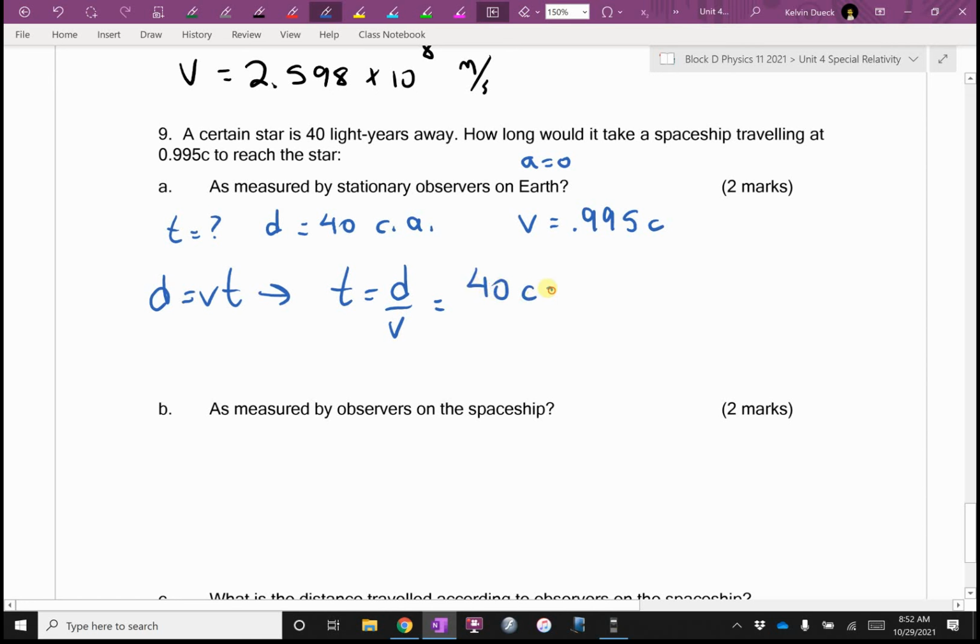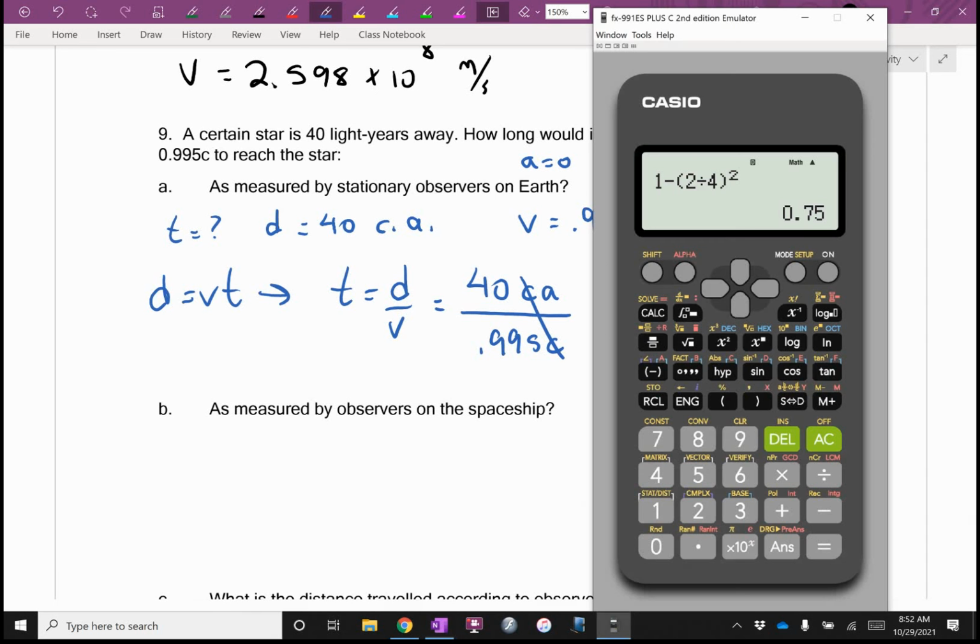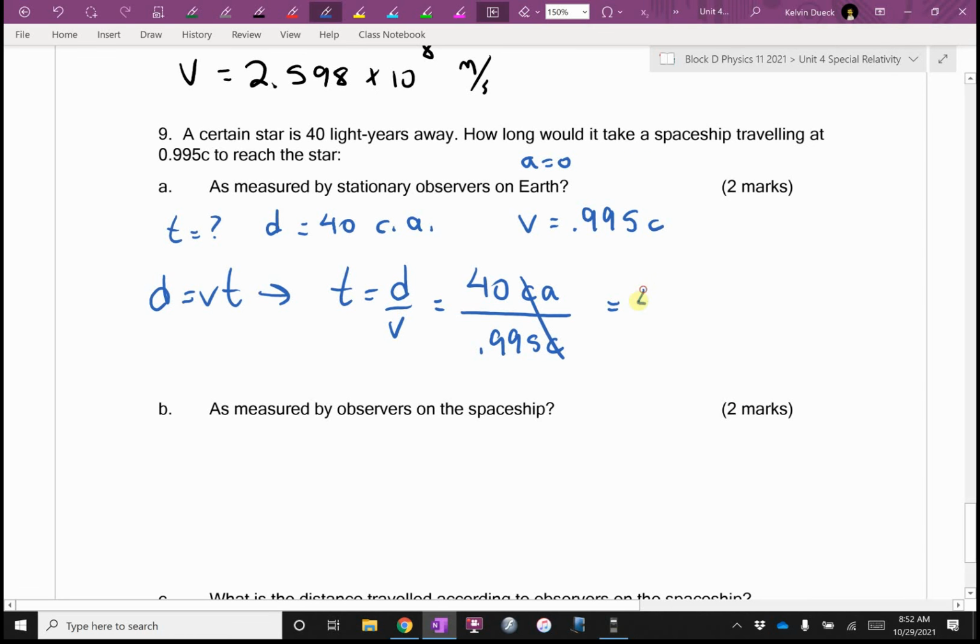It's going to be 40 light years divided by 0.995c. Conveniently, I get an answer in years. It's going to be really close to 40 years because we're almost going at the speed of light. 40.2 years as far as we're concerned. It will not take that long for the people on the spaceship.